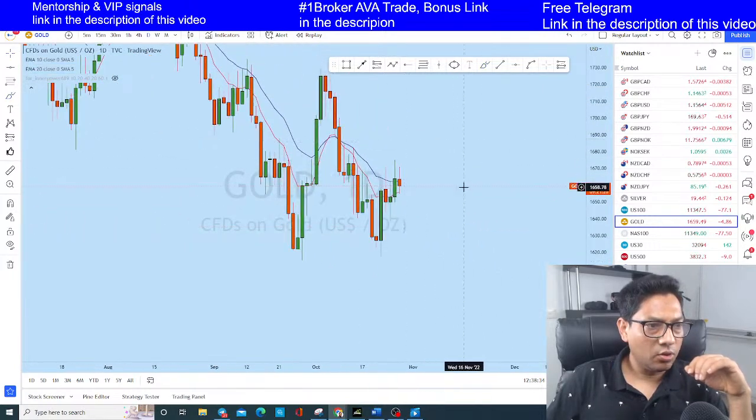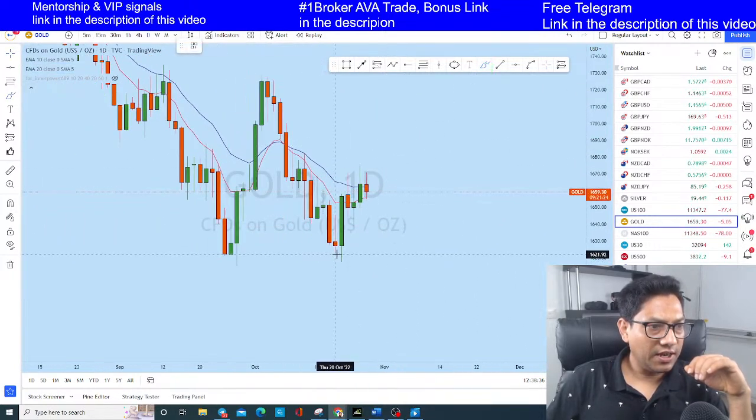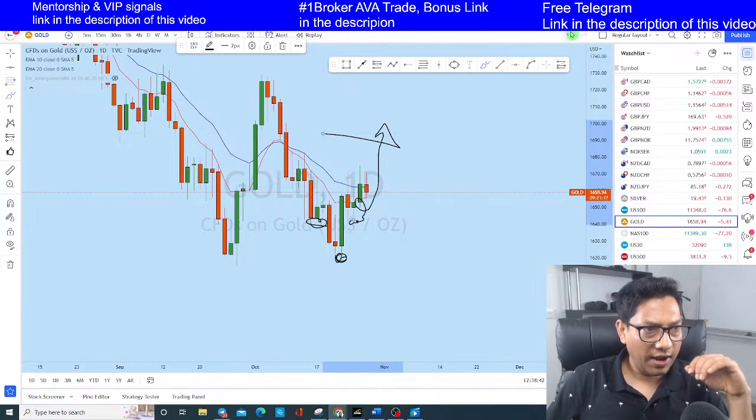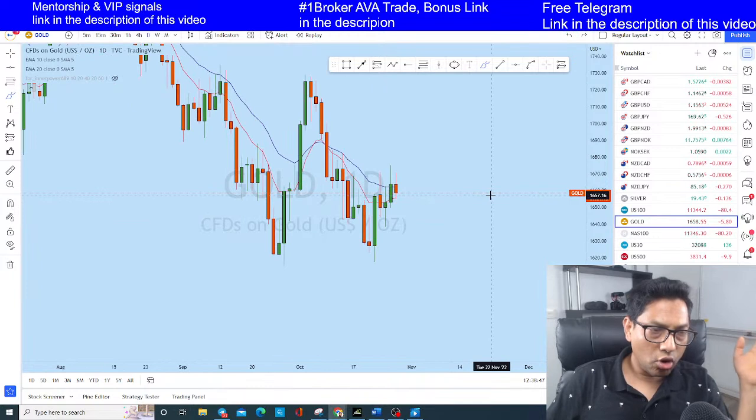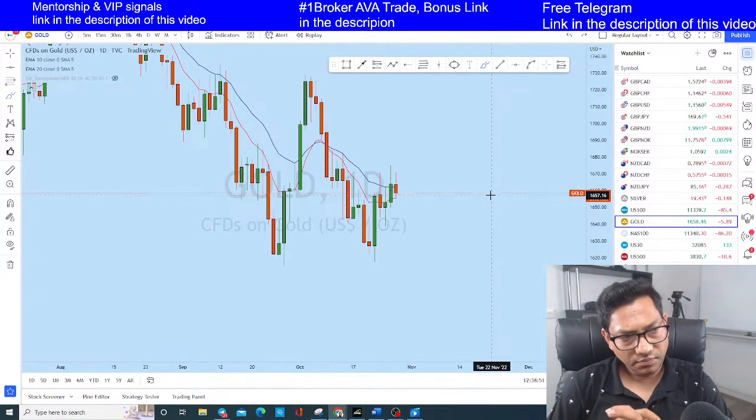we have seen that gold on the daily created an inverted head and shoulder, okay, and then tried to push higher, but as you can see, now in euro dollar and Aussie dollar it looks like a fake out was created. That means that gold will be in the same direction.